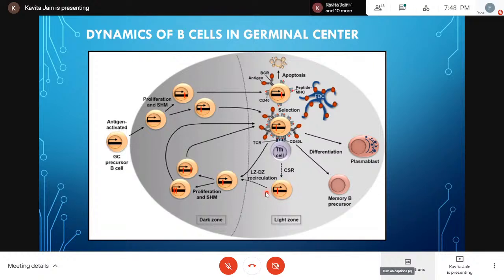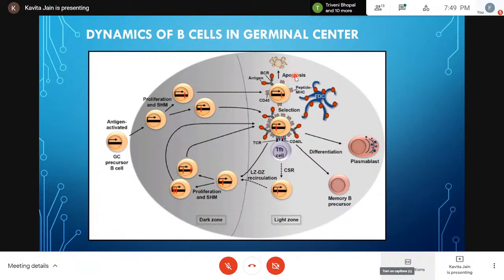The other pathway which happens is they can recirculate, acquire more mutations, come back, and this cycle can go on. Finally, B cells which have low affinity receptors, or the B cells which have just finished their function, undergo apoptosis. This is Fas-mediated apoptosis. There can be some crippling mutations or nonsense mutations which can occur in these pre-apoptotic germinal center B cells, which can prolong the life of the B cell.